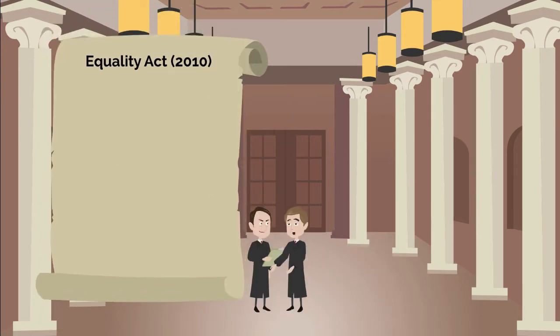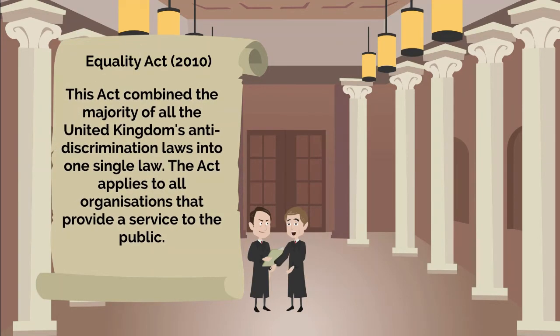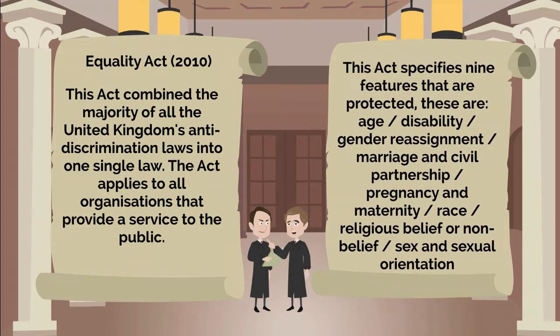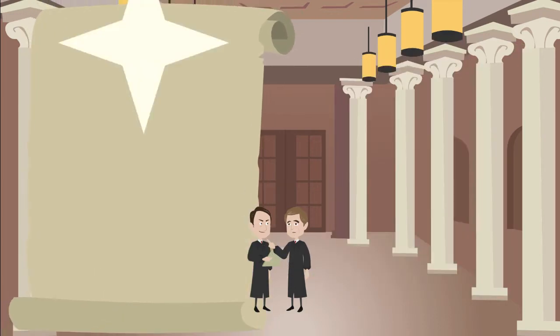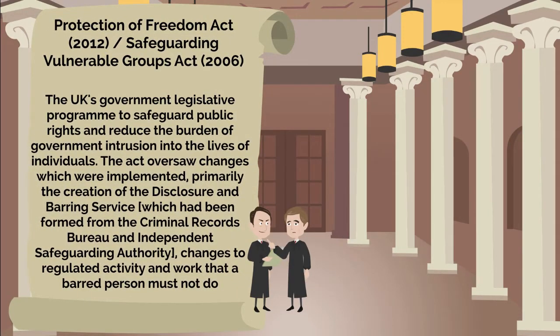Equality Act 2010. This Act combines the majority of all the United Kingdom's anti-discrimination laws into one single law. The Act applies to all organisations that provide a service to the public. The Act specifies 9 features that are protected. These are age, disability, gender reassignment, marriage and civil partnership, pregnancy and maternity, race, religious belief or non-belief, sex and sexual orientation.